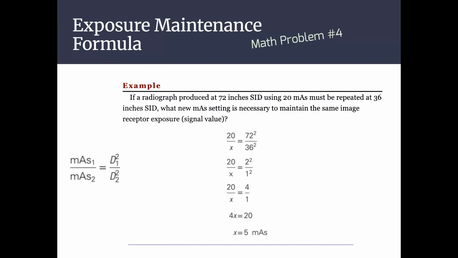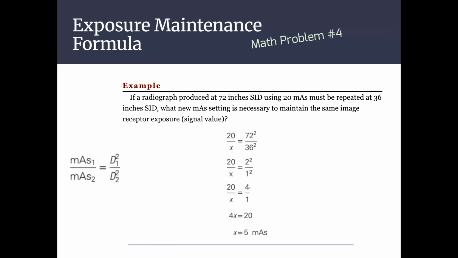So we had to cut the distance in half. What is our new technique? 20 mAs was the original technique. The distance was 72 and the new distance is 36. Again, we're solving for X. So we're going to simplify this fraction, 72 divided by 36, which is 2/1. And then we'll do the square. The square of 2 is 4. 1 squared is 1.